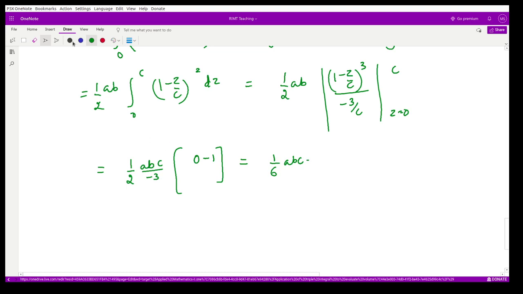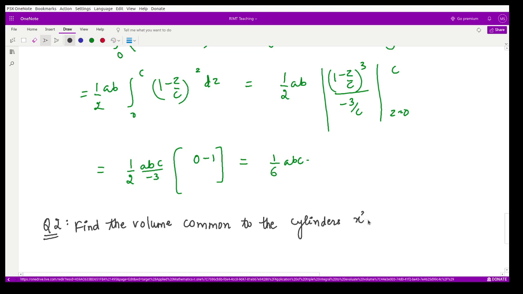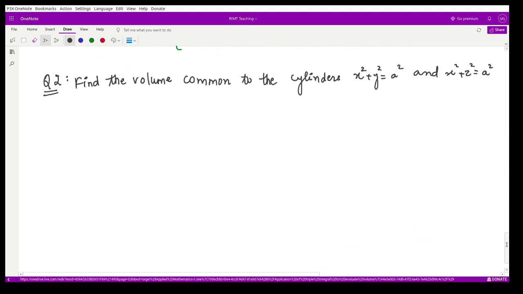So write down the statement. The question is, find the volume common to the cylinders x square plus y square is equal to a square, and another cylinder is given to be x square plus z square is equal to a square. In this case, we have to determine the volume common to this particular region.